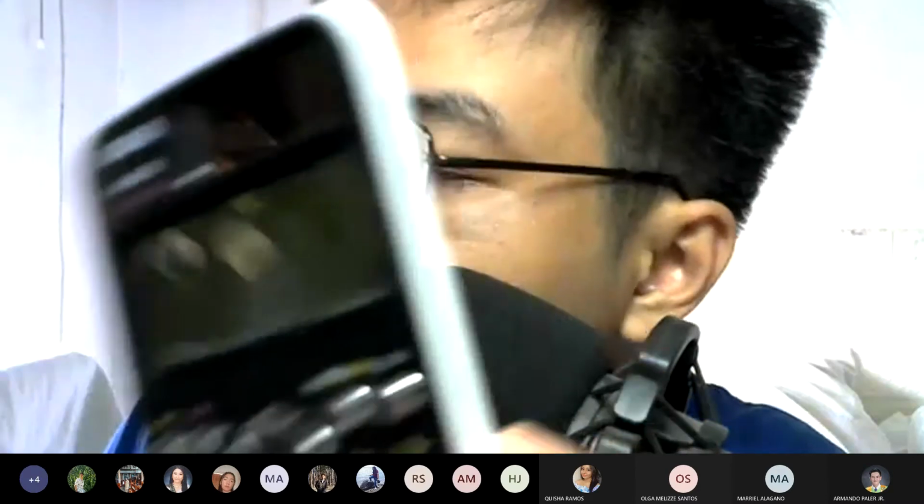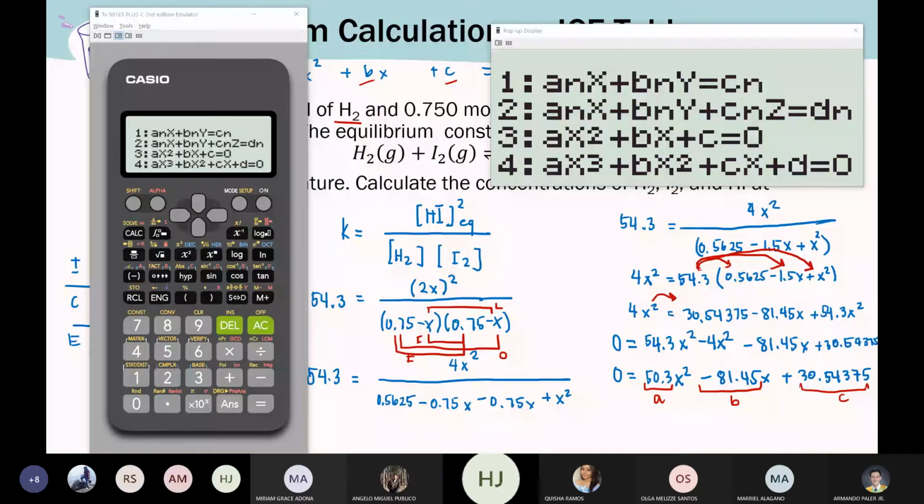So again, if you're using a ClassWiz, you press menu, equation, polynomial. Then, if you are asked what the polynomial degree is, basically it's your highest exponent. In our problem, 2. Yes, the degree is 2.